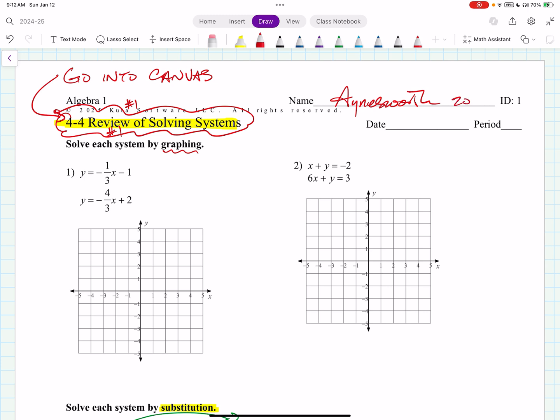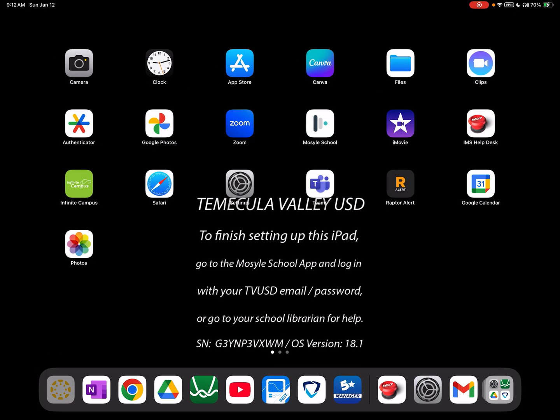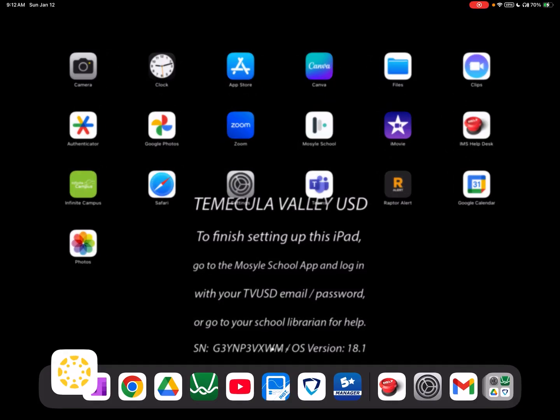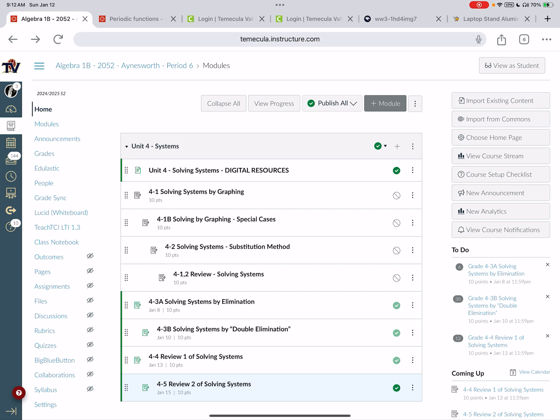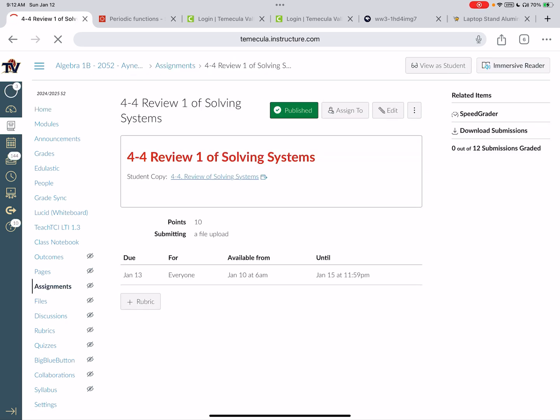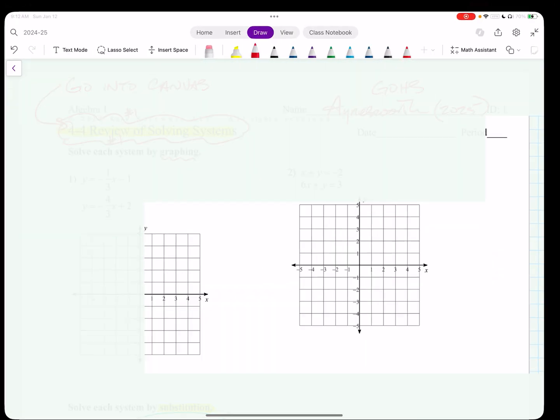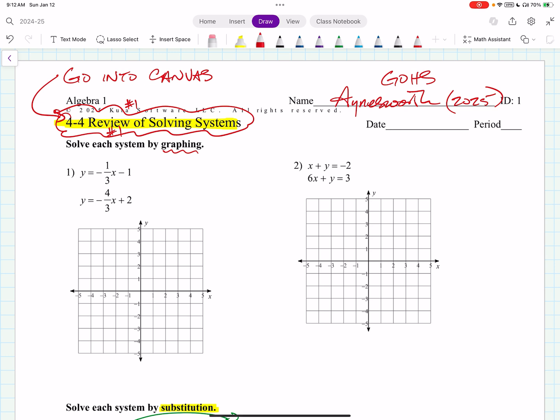All right, we're in 2025 here at Great Oak High School. If you don't have this already, go to Canvas. Notice that we're in Unit 4 on Systems. Go into 4.4, Review Number 1 in Solving Systems, and grab your document right here. Just click on the hyperlink. Put it in a OneNote, and let's begin. Or if you want it on paper, just go ahead and print it off. All right, let's do it.